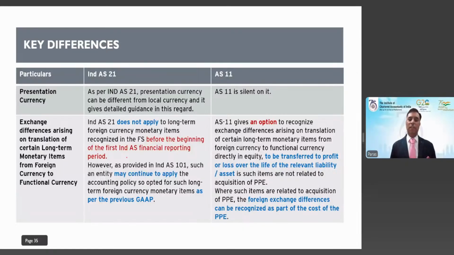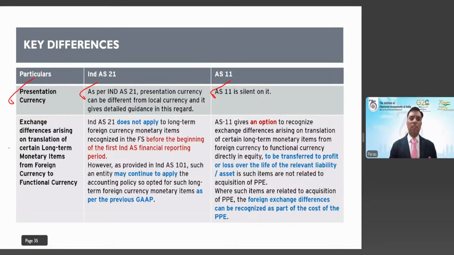Third point, presentation currency. Again, AS 11 is silent on this aspect. Right, I gave you the example of X Limited. If there is X Limited which is registered under the Companies Act and which is carrying out its business in India, it is assumed that the functional currency of this entity is INR and this entity will prepare its financial statements in INR only. But Ind AS 21 allows the entity to present its financial statements in any other currency which is different from the functional currency if the entity wants to do so, right? So there is a concept of presentation currency as well.